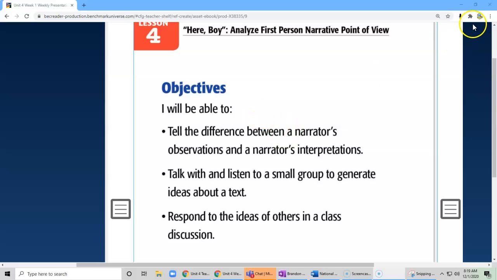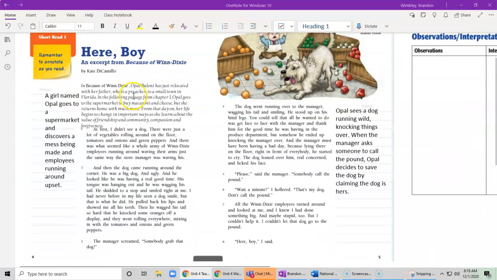So let's begin. If you remember, we've been reading about Here Boy, that excerpt about a dog running amok in a grocery store called Winn-Dixie. So we've identified Opal as our main character, and she's talking in first-person narration. She's a first-person narrator. Today we're going to explore her point of view and analyze her thoughts and feelings and how it affects the way she views events.